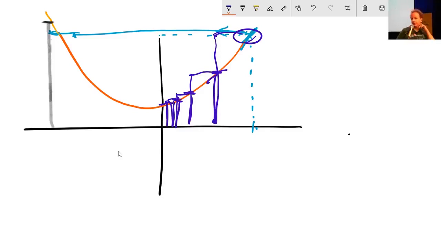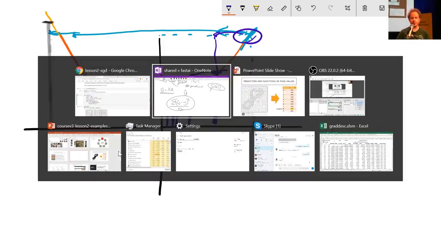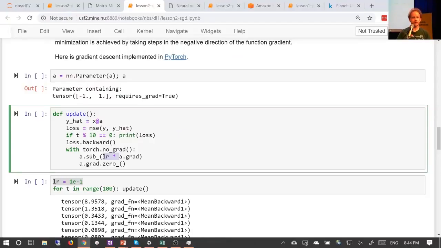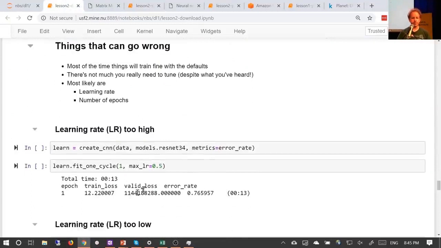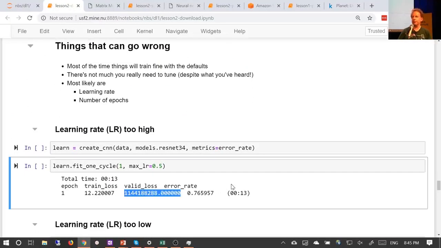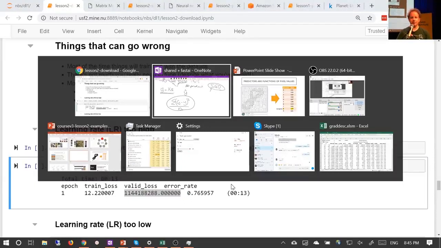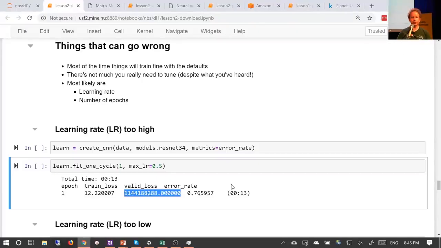And so hopefully at this point, this might be reminding you of something, which is what happened when our learning rate was too high. So do you see why that happened now? Our learning rate was too high, meant that we jumped all the way past the right answer, further than we started with, and it got worse and worse and worse. So that's what a learning rate too high does.